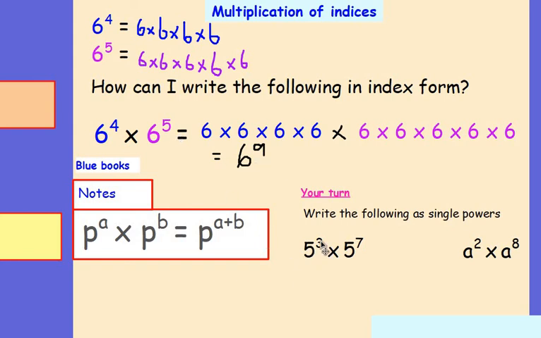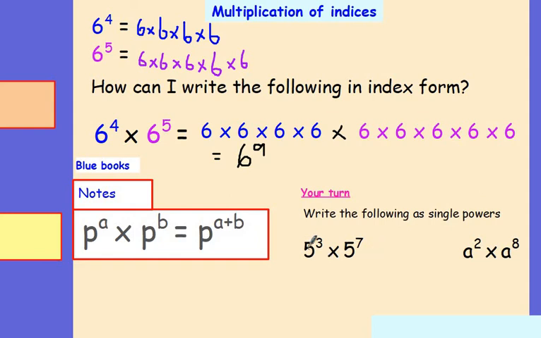Over to you, Year 9. Can you have a go at these two for me? Can you write these as single powers? 5 to the power 3 times 5 to the power 7, using the blue book notes, and a squared times a to the power 8. Pause the video and have a go at these in your dark blue books or on your neat sheet of paper now, please.